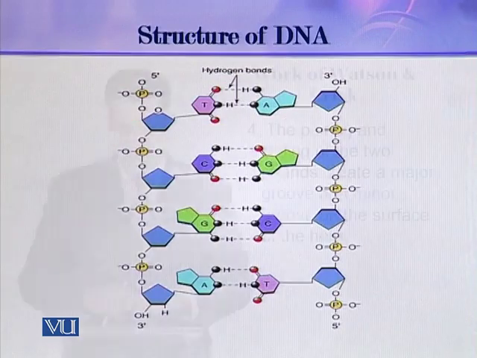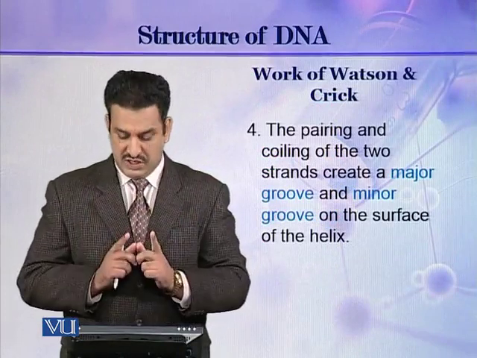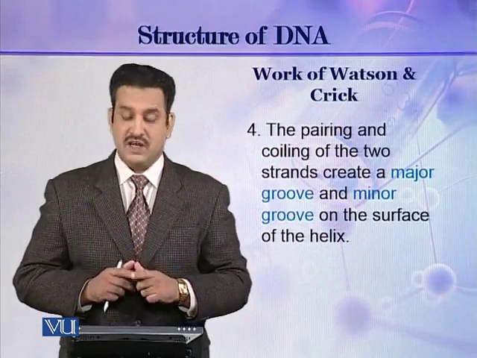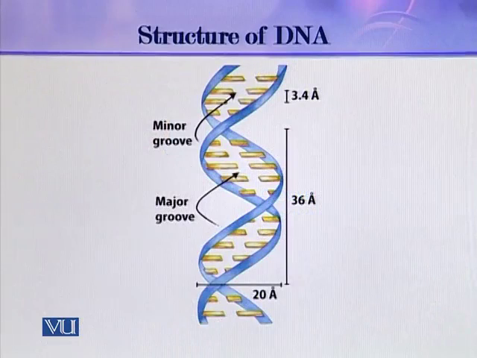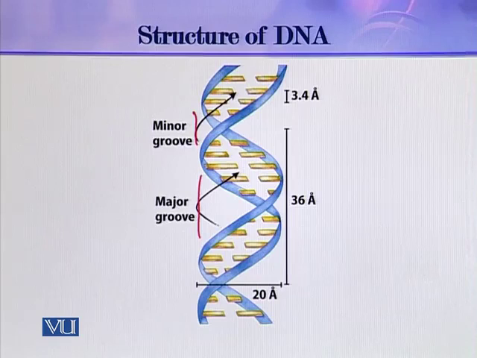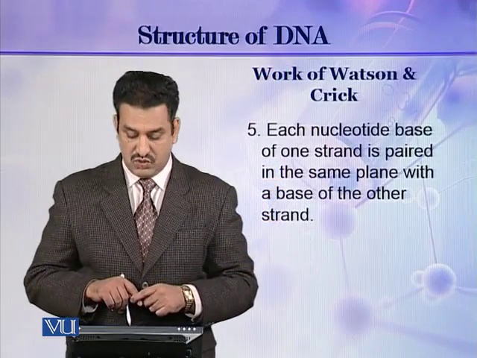Next, the pairing and coiling of the two strands of DNA creates a major groove and a minor groove on the surface of the helix. In this picture, you can see this is a major groove and this is a minor groove. These two grooves are made because the two strands first join together and then both coil around a single imaginary axis, and they form two grooves, the major groove and the minor groove.